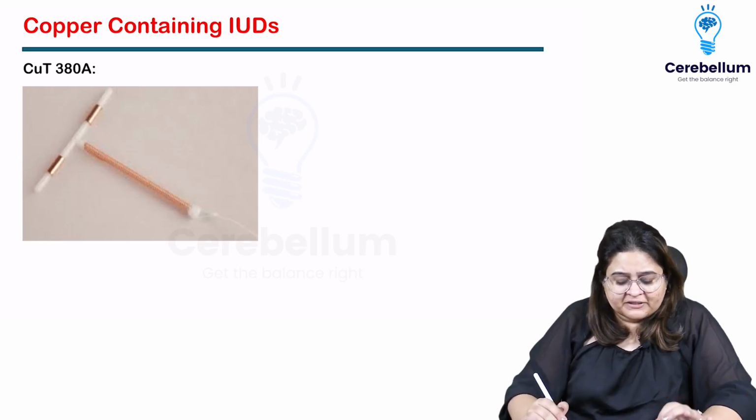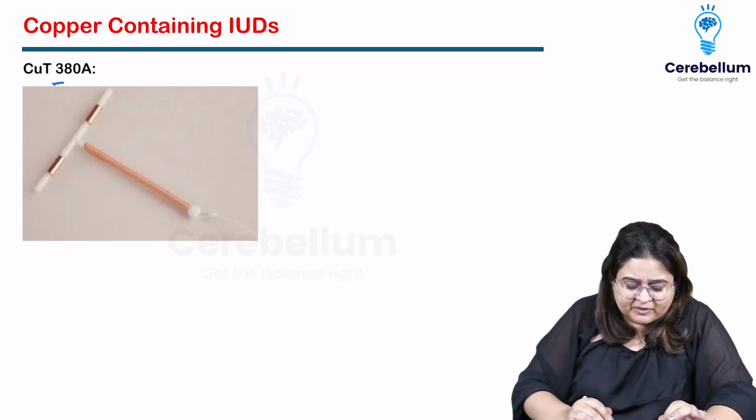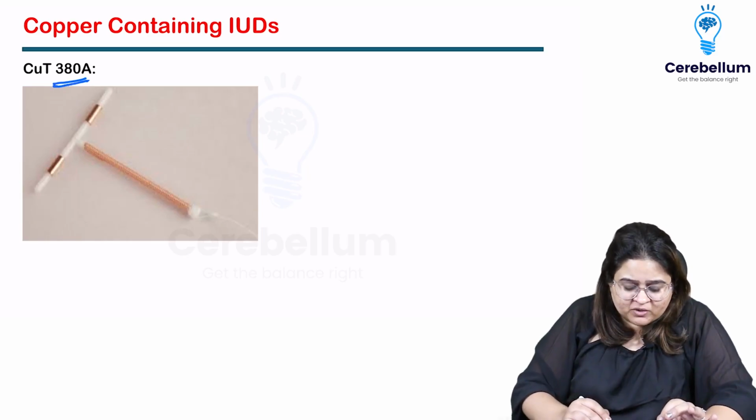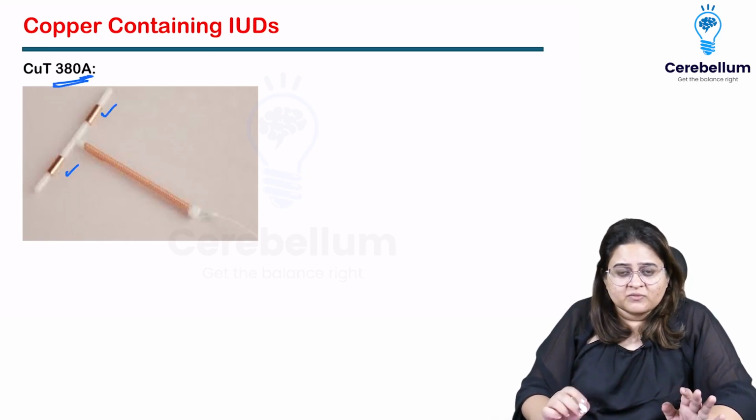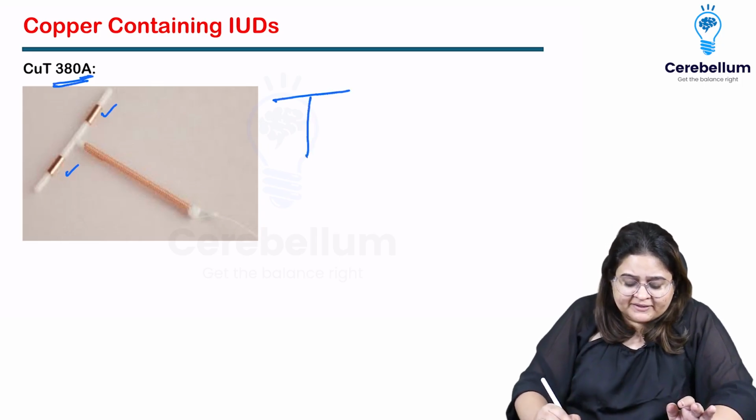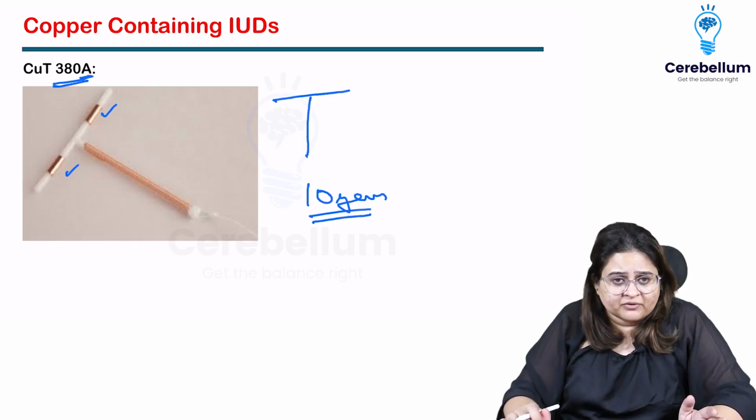Now, this is the copper T 380A. It's called 380 because that's the surface area of copper. It's called A because you have copper on the arms also. It's a T-shaped copper T. Its lifespan is 10 years and it's freely available by the government of India.